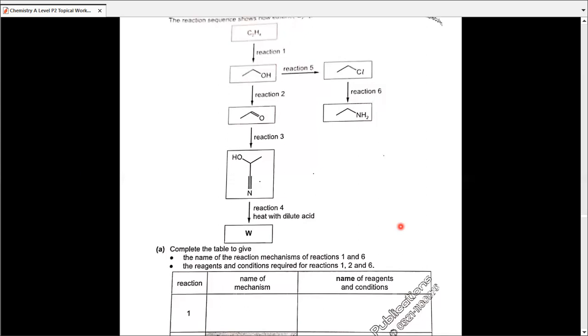Okay, so the first reaction, the name would be electrophilic addition. Good. And the reagent would be steam, and the conditions would be H3PO4 and 360 degrees Celsius and high pressure. Good. Moving on. 2, in which we only require reagents and conditions. We don't require the reaction mechanism name, only the reagents and conditions.